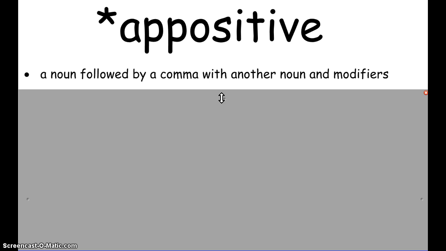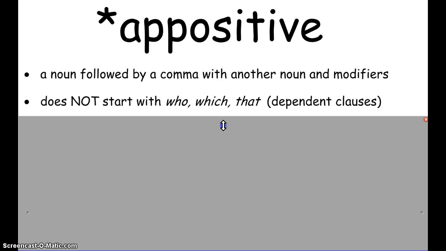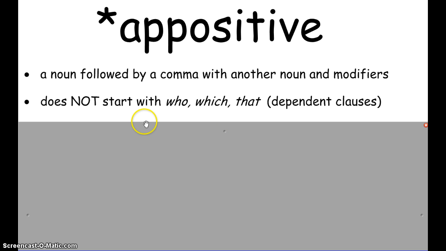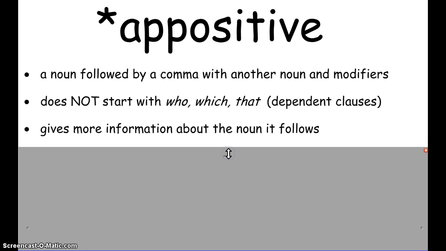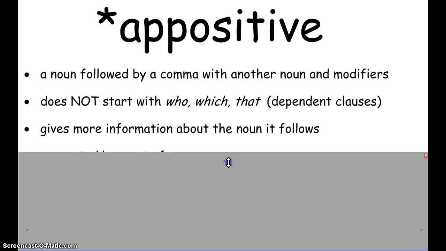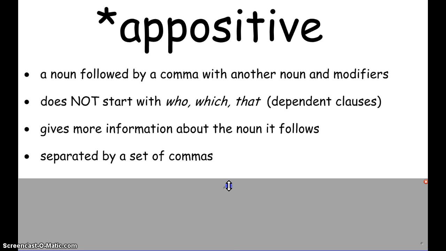If you're looking for them, you're looking for a noun that has a comma after it, that has another noun and some modifiers, and that definition should make sense when we look at our example sentence here in a minute. Okay. The important thing to remember when we look for that set of commas is that they don't start with who, which, or that when we look within that phrase, because if we have a word like who, which, or that, it's indicating that we probably have a dependent clause. And they're just good for giving more information about the noun that it's following. And we use commas to separate it.